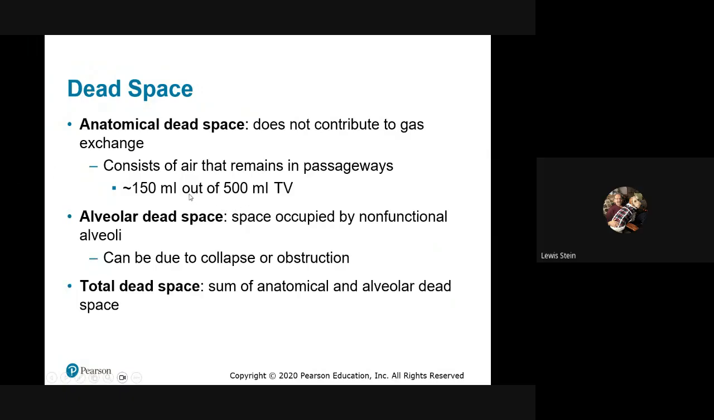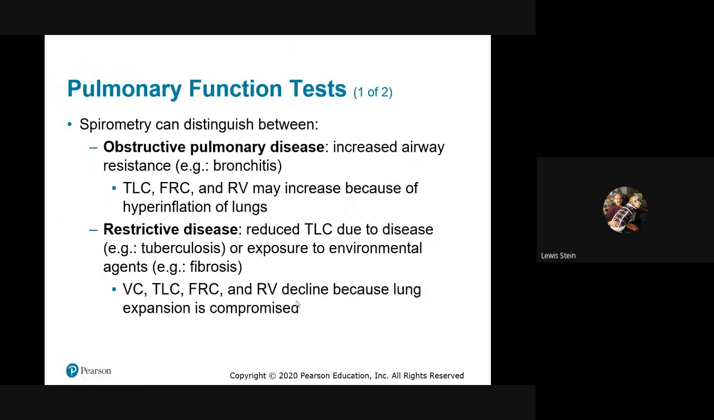At the very least, about 150 milliliters of that 500 is dead space. Okay, and we have a lot of different things. They could be alveoli, the little chambers where the exchange takes place, and then we add up all the different dead space, whether it's anatomical or alveolar. What we're going to be looking at with this is the distinction between obstructive, anything that resists, chronic bronchitis, a mass, potentially some structural abnormality.